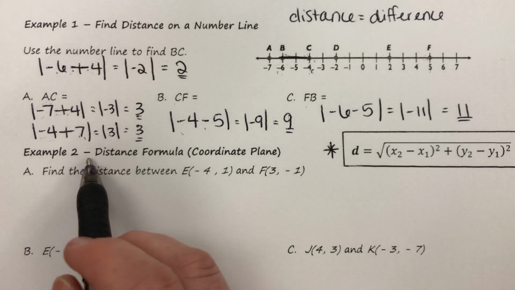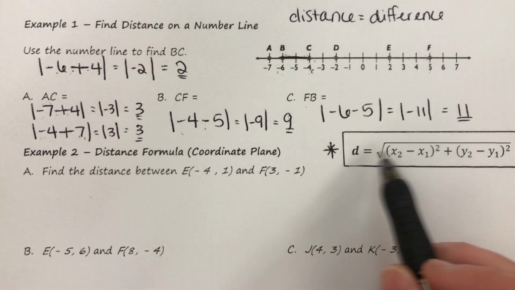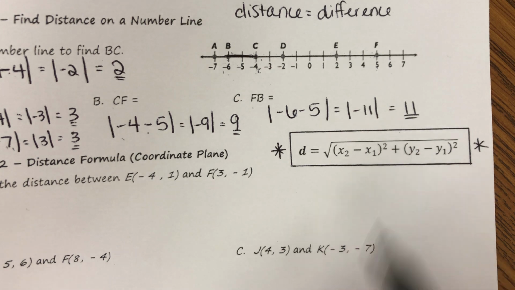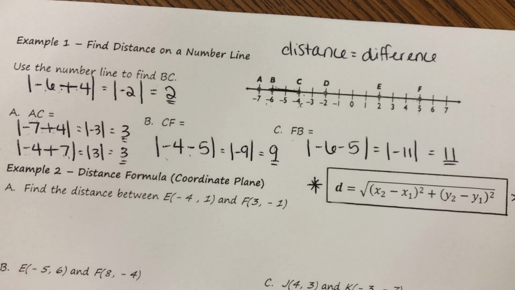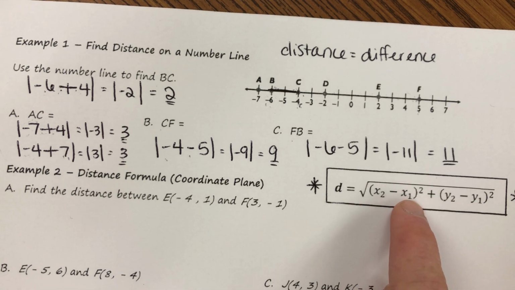Okay, example 2, distance formula on a coordinate plane. Again, it gives you your distance formula here. Distance formula is the square root of x minus x squared plus y minus y squared.